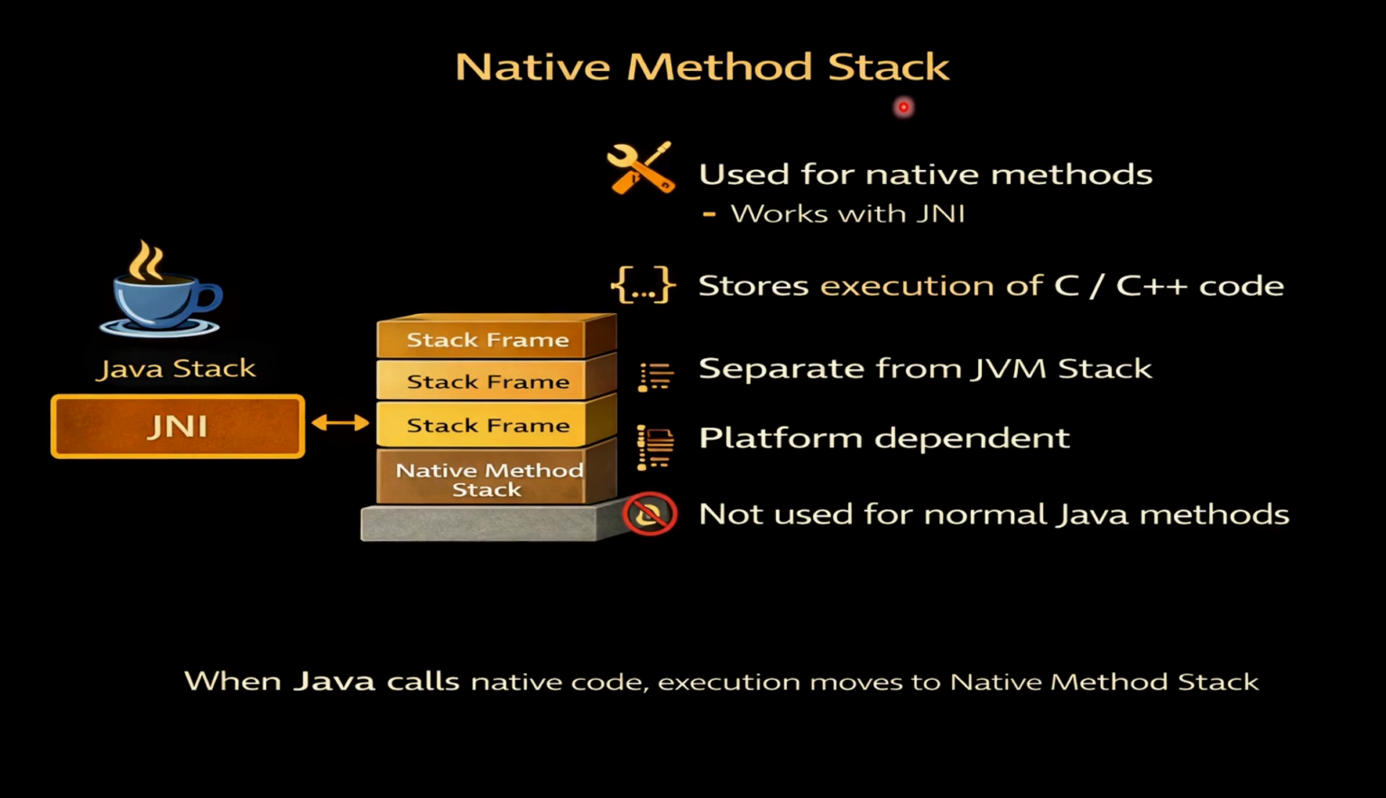Now let's see the native method stack. The native method stack is used for native methods. It works with the Java Native Interface. It stores execution of C or C++ code. It is separate from the JVM stack. It is platform dependent. Platform dependent means a program can only run on a specific operating system or hardware. It is not used for normal Java methods. When Java calls native code, execution moves to the native method stack. So this is all about the native method stack.